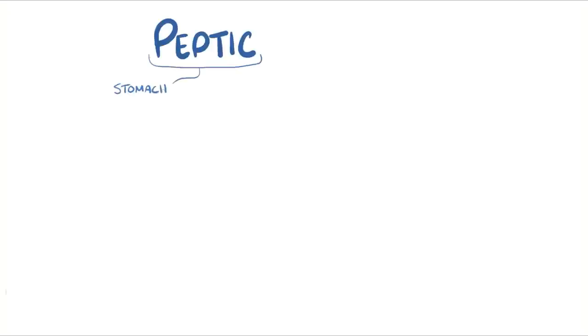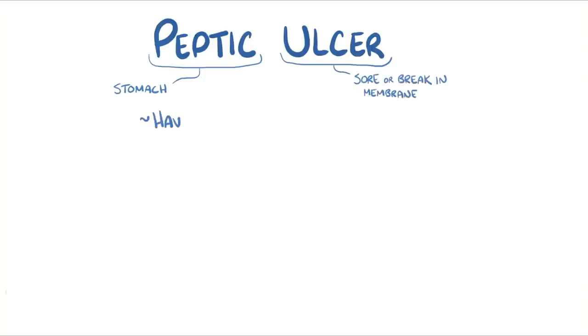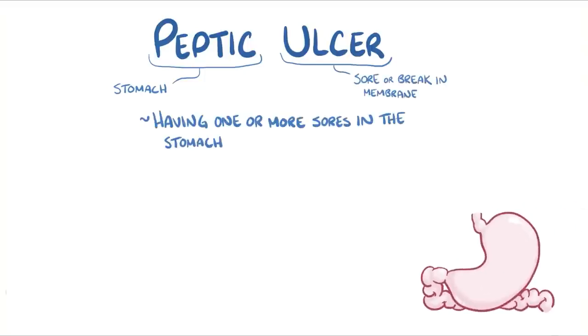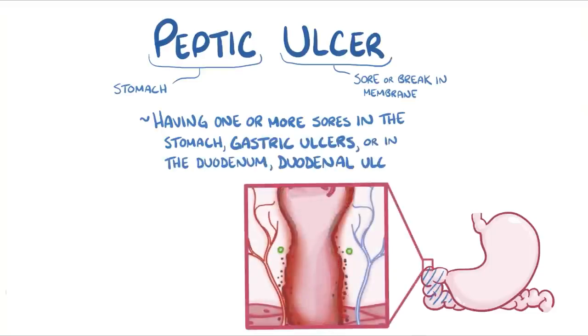Peptic refers to the stomach, and an ulcer is a sore or break in a membrane. Peptic ulcer disease describes having one or more sores in the stomach, called gastric ulcers, or duodenum, called duodenal ulcers, which are actually more common.